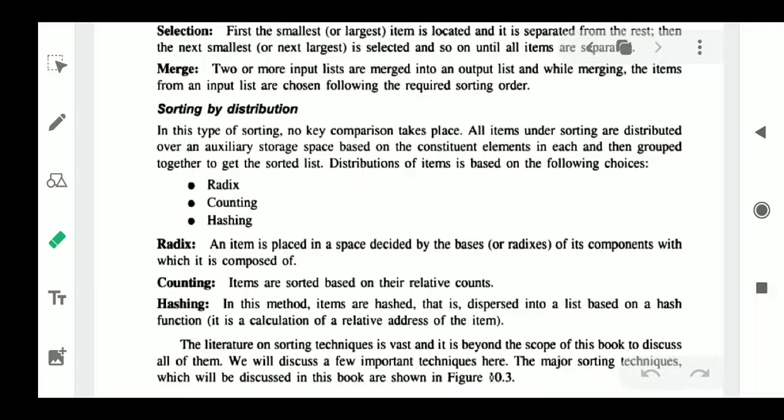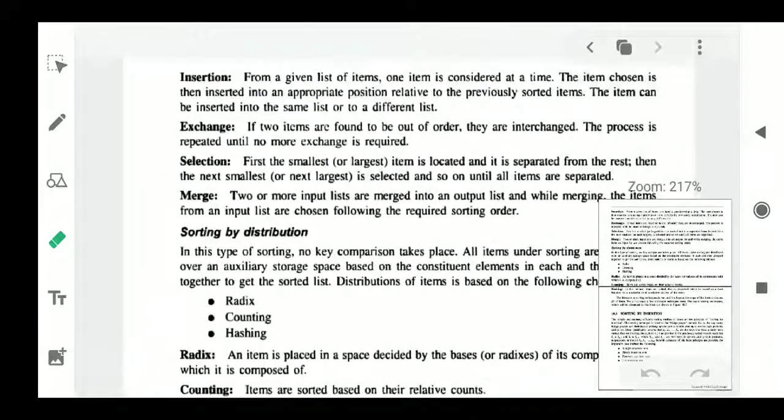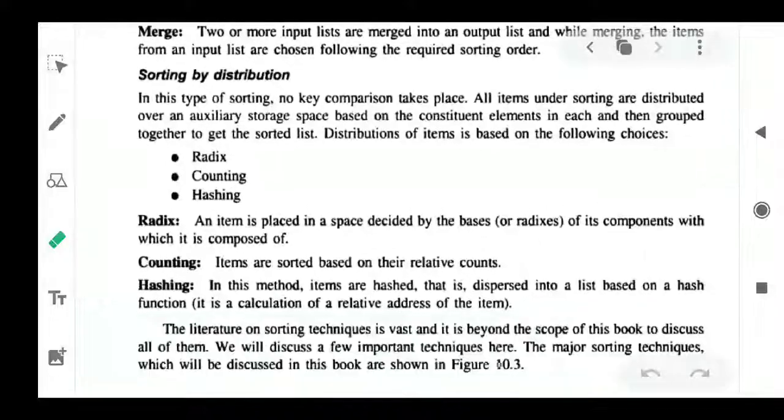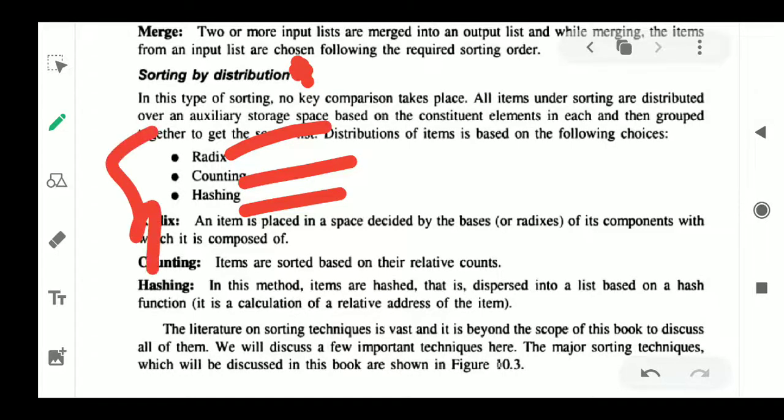Some example sorting techniques for sorting by distribution are radix sort, counting, and hashing. So please remember these as examples: radix sort, counting, and hashing. All these are methods that come under sorting by distribution. These are also sorting techniques, but they come under sorting by distribution. All of them are internal sorting techniques, not external sorting techniques. These are the examples for sorting by distribution.